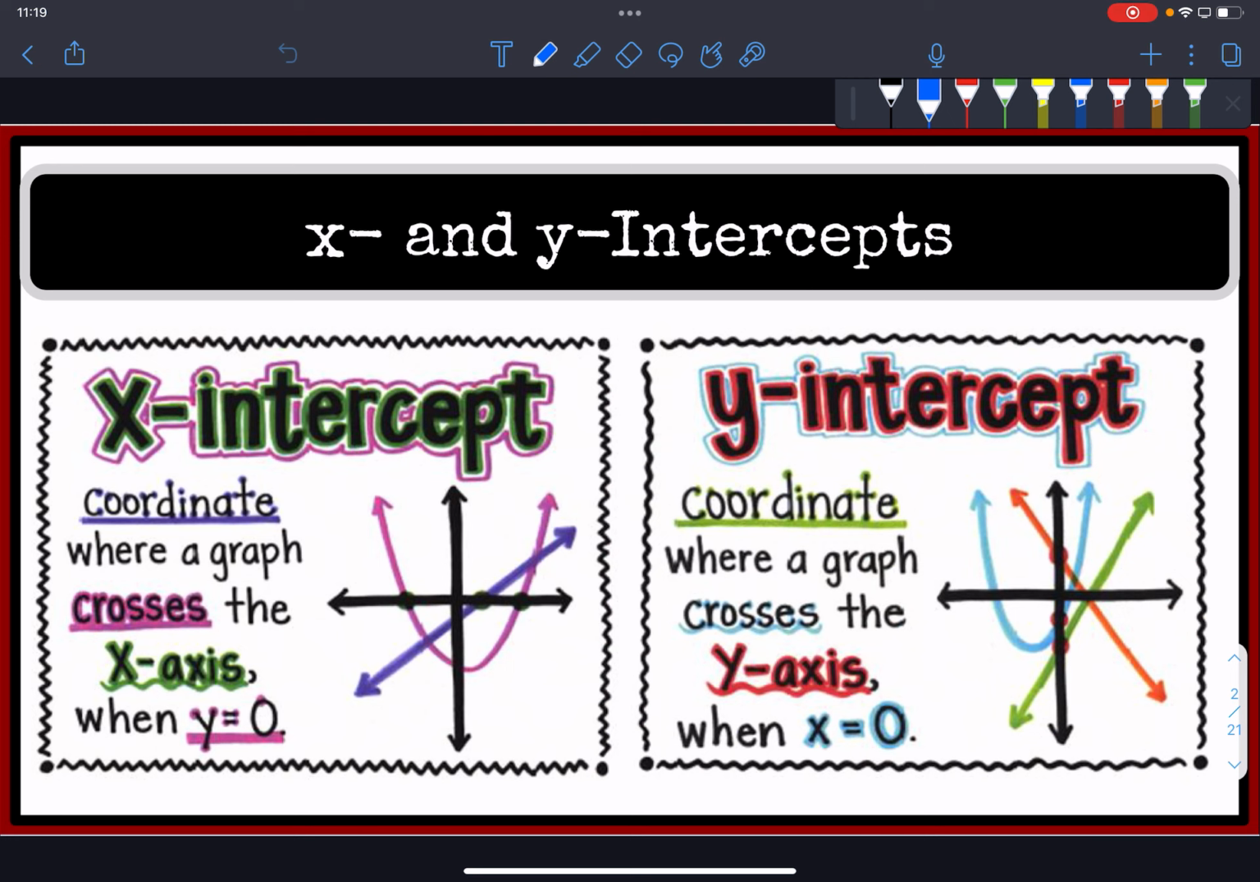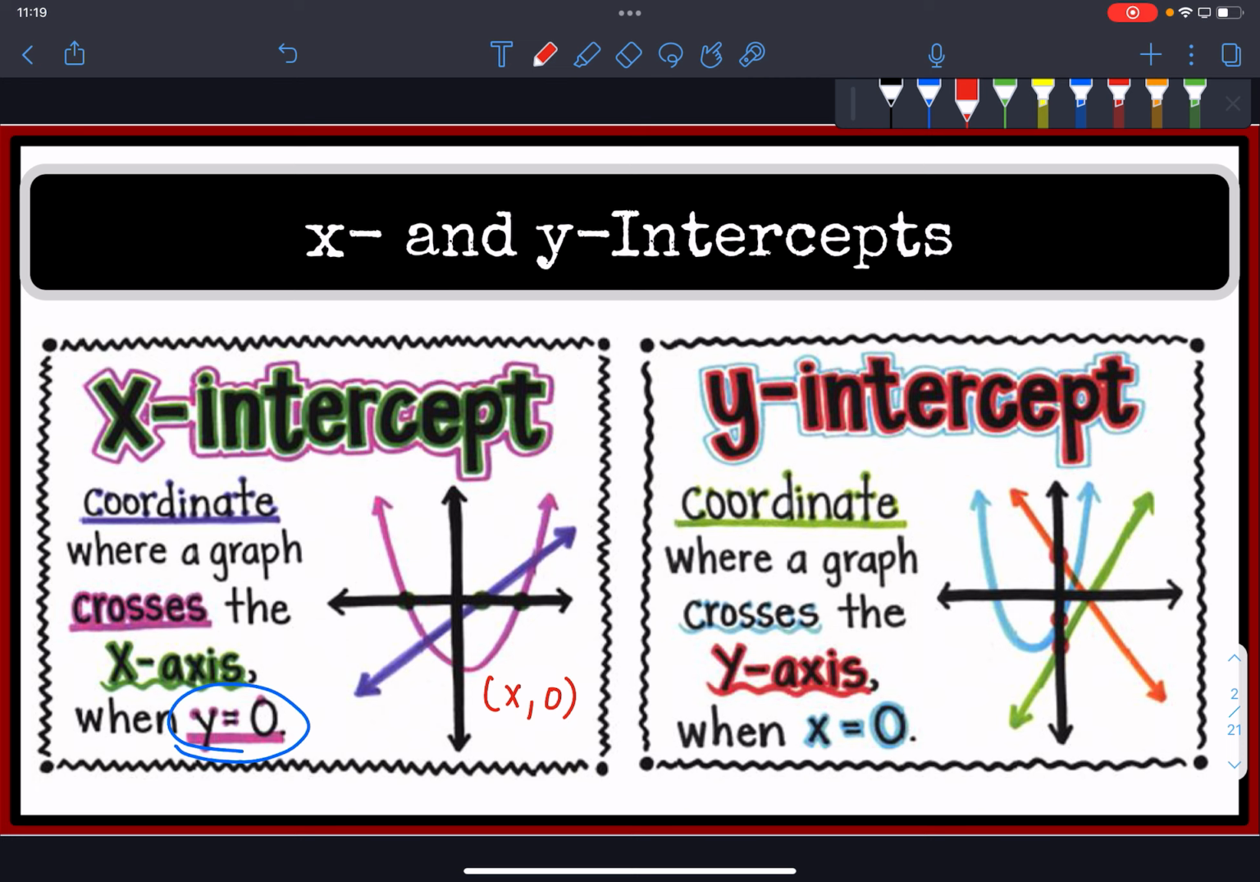Your x-intercept is simply going to be the coordinate where the graph crosses the x-axis. This occurs again when y is equal to 0. So these points here, as you see on the graph, let me write them in red, have the coordinates format of x and then 0 for the y.